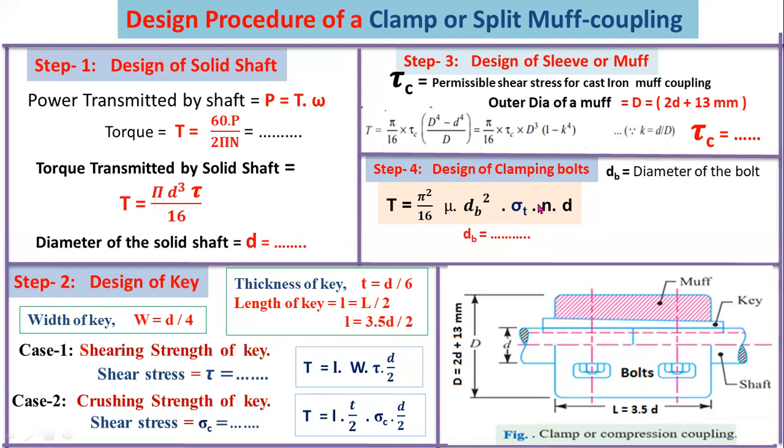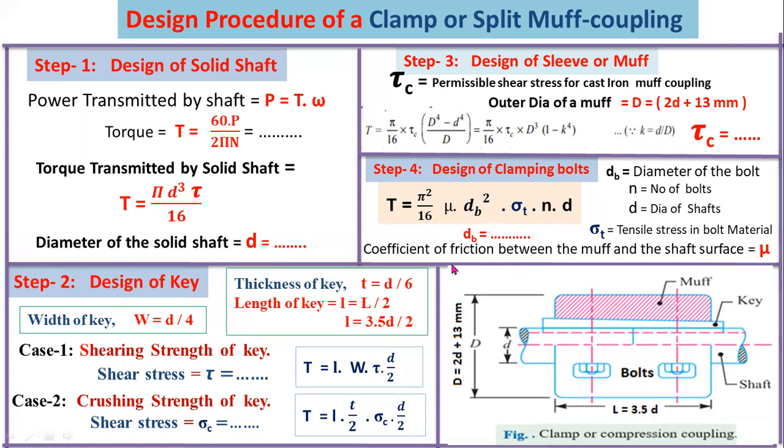From this equation, you can get the value of the required size of a bolt, the core diameter of a bolt. N equals number of bolts, small d equals diameter of shaft, sigma T equals tensile stress induced in the bolt material, and mu equals coefficient of friction between the muff and shaft surface. So these are the 4 steps used for design of a clamp or split muff coupling.